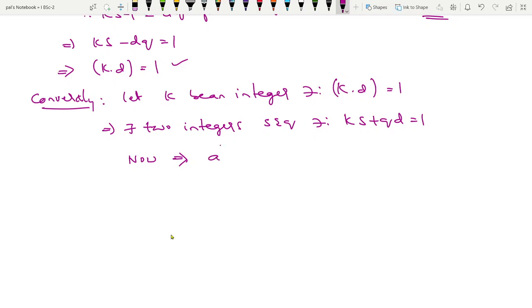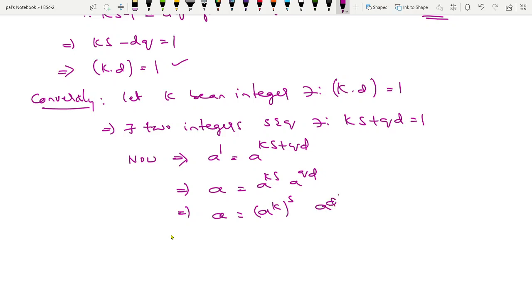So a to the power of 1 is equal to a to the power of ks plus qd. Now we can write it like this, which implies that a to the power of 1 is a, and we write it as a to the power of ks into a to the power of qd, which implies that a is equal to (a to the power of k) whole to the power of s, and a to the power of qd can be written as (a power d) whole power q.